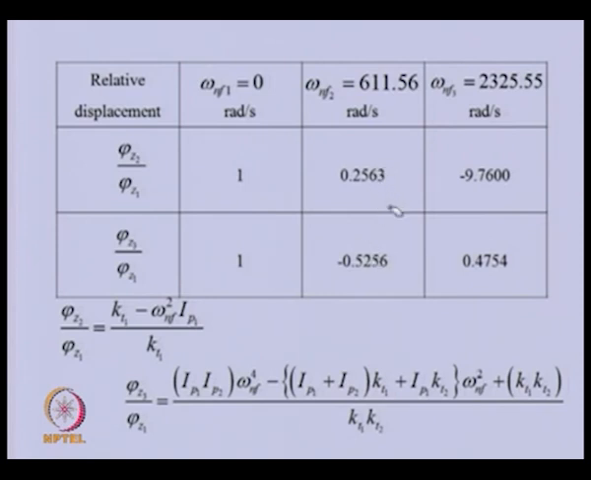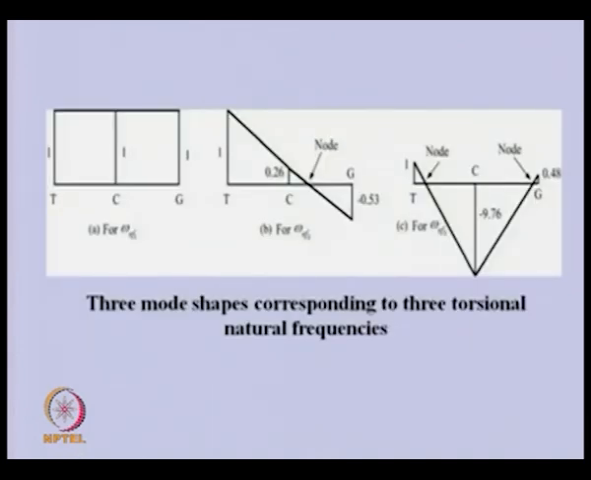And if we want to plot these relative displacements, we can plot it. So, this is the plot of the mode shape. The first one has all disks with the same displacement. So, this is the turbine, coupling and generator. These are the 3 displacements. For the second natural frequency, you can see that this is for the turbine. We can take this as 1. Corresponding to that, the second disk will have 0.26 displacement, and the third will have a negative one, shown in the negative direction.